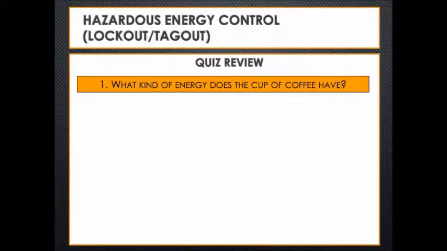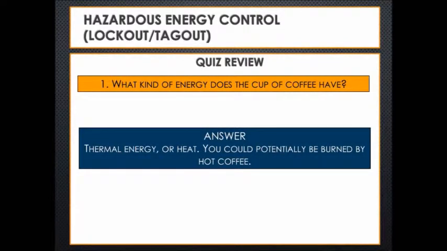Let's review our quiz questions. If there are any questions you haven't finished on the quiz yet, please pause this and finish the questions before continuing. Question number 1. What kind of energy does the cup of coffee have? If you answered thermal energy, or heat, you are correct. You could potentially be burned by hot coffee. Though there's fluid in this cup, it doesn't qualify as hydraulic energy because the contents are not under pressure.